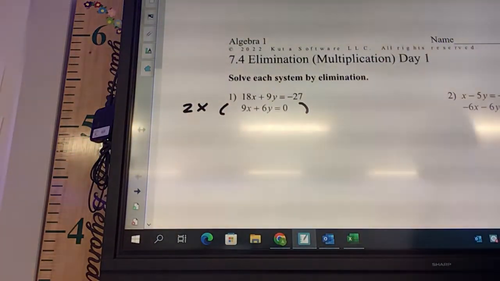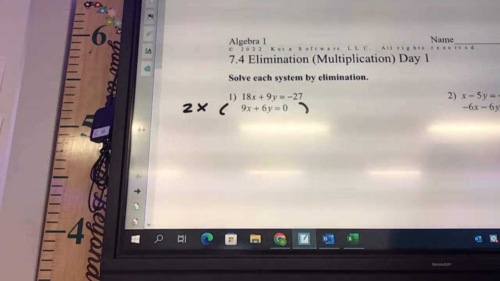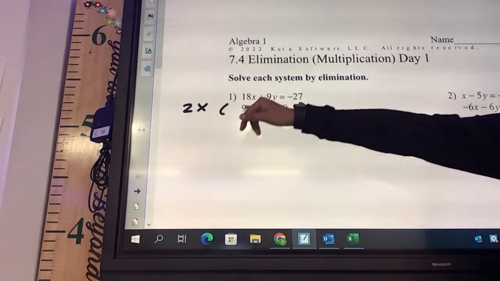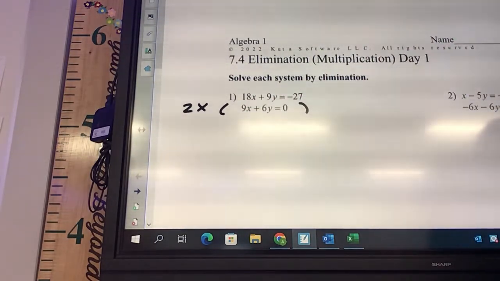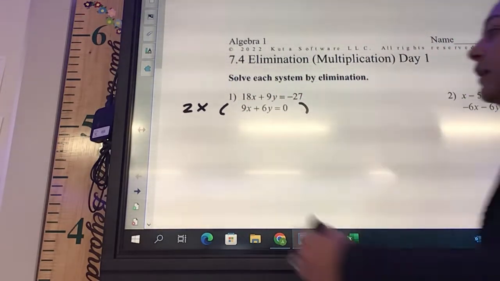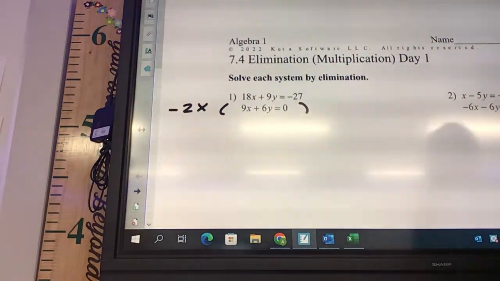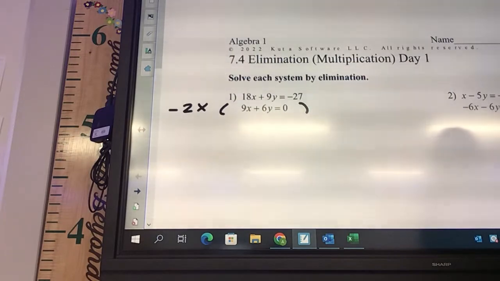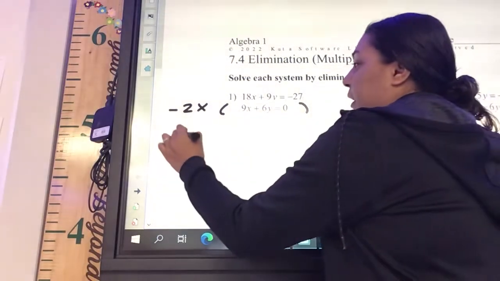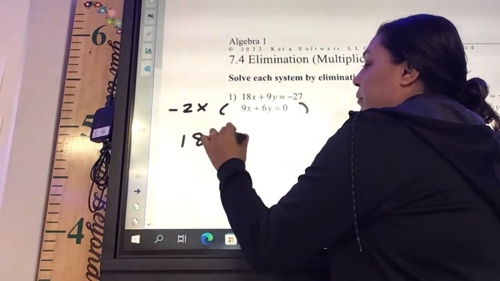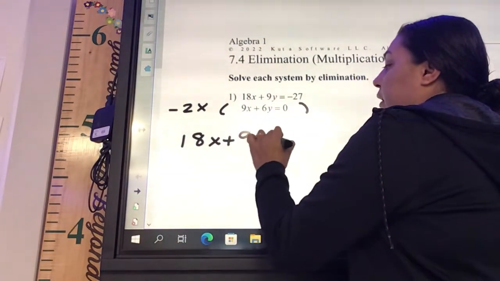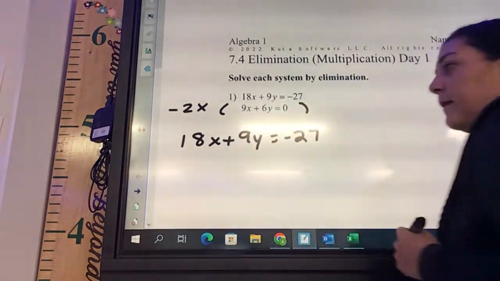But what is 9 times 2? 18. So I would have 18 and 18. So this really needs to be negative 2. On the top equation, are we changing anything? No. So write your top equation down: 18x plus 9y equals negative 27.